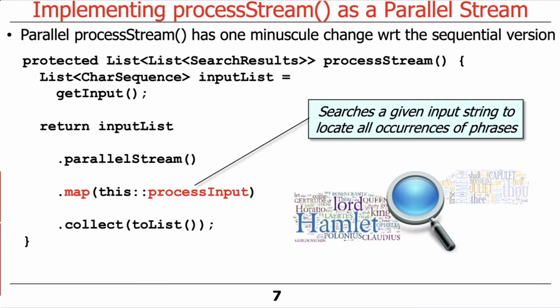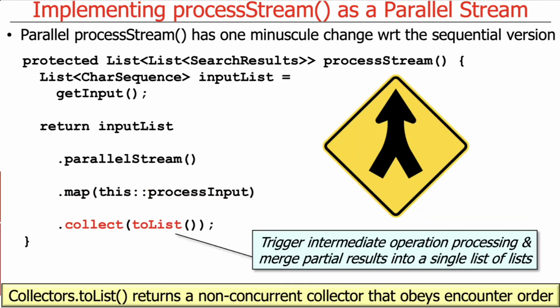The processing that takes place here uses the map transforming intermediate operation. The map typically does transformations that can change the values and or the types of the items that flow through it. And in this case, you can see we're just going to forward to the process input method. We'll take a look at that in a second. And that's going to go search for the different phrases that exist in Hamlet.